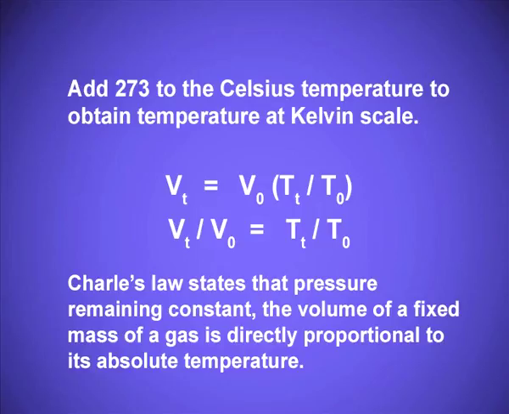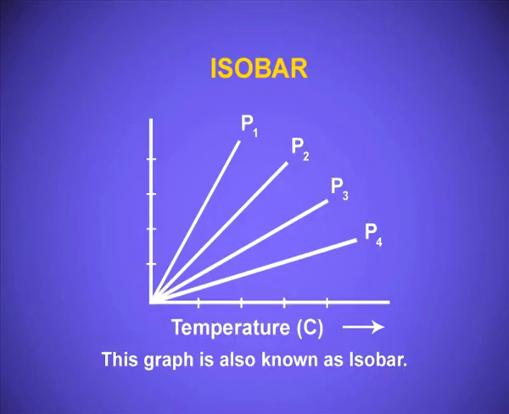Charles' law states that pressure remaining constant, the volume of a fixed mass of a gas is directly proportional to its absolute temperature. This is the graph between temperature and volume keeping pressure constant. You can see the straight lines. That shows when the temperature is increasing, volume is also increasing. Isobar. This graph is also known as isobar because we are keeping the pressure constant.